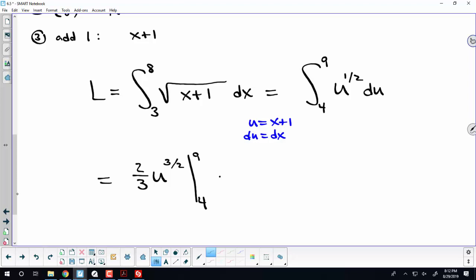So it really just depends on the instructions at this point. If they want an exact answer, then you leave it exact. Otherwise, we could figure out the decimal and type it in our calculator. So I'm going to leave this 2/3 out, 9 to the 3/2 minus 4 to the 3/2.